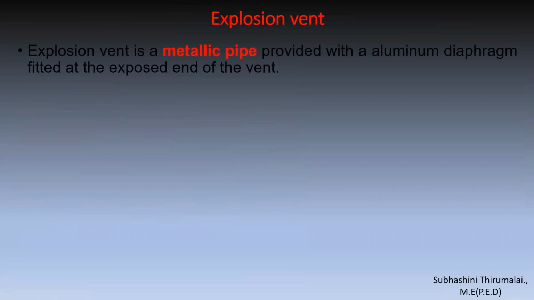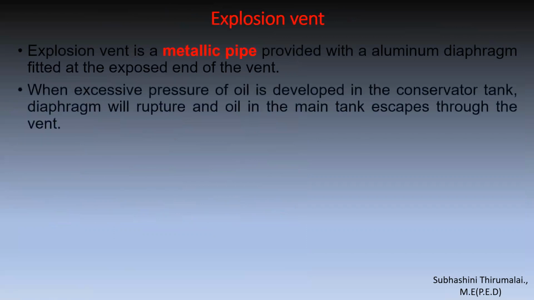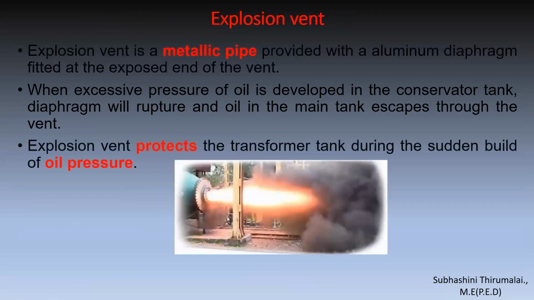Next slide, the explosion vent. It is a metallic pipe provided with an aluminium diaphragm fitted at the exposed end of the vent. If excessive pressure of oil develops in the conservator tank, the diaphragm will rupture and the oil in the main tank escapes through the vent. You can see the picture here. The explosion vent protects the transformer tank during a sudden build-up of oil pressure. A sudden build-up of oil pressure may not go up to this stage.